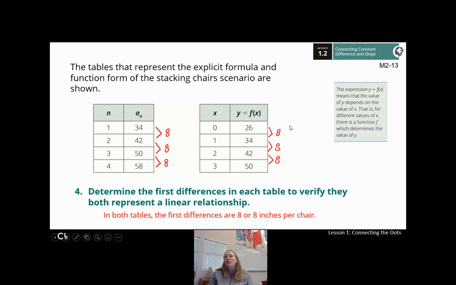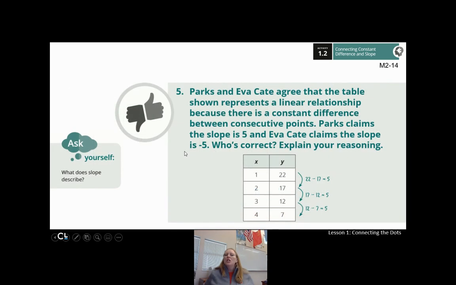If these numbers had not been the same, if I was like 8, 7, 6, what? Then this would not be a linear function. In order to be a linear function, you have to have a constant difference. Those first differences have to be the same every time. So here's the deal though, you gotta be careful with this.